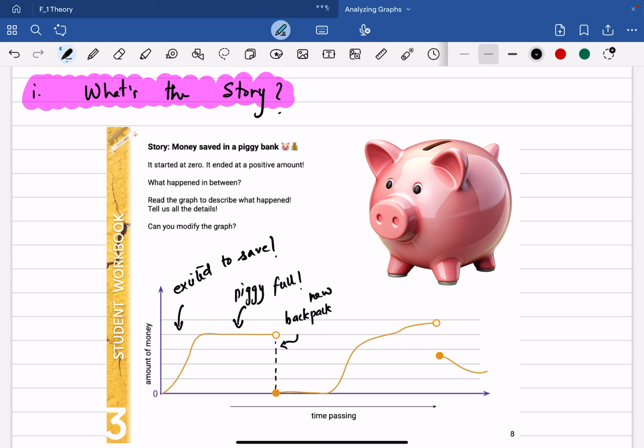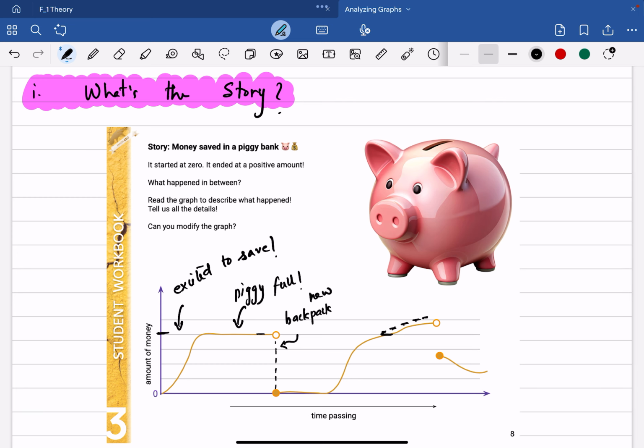Now, I didn't save for some time. I started saving again, and this is interesting. Now, I said earlier that our piggy bank got full, but here it looks like I ended up saving more than how much I had saved previously, which means there is an issue with my story, right? If the piggy bank was full at this level, then the graph cannot possibly cross this line.